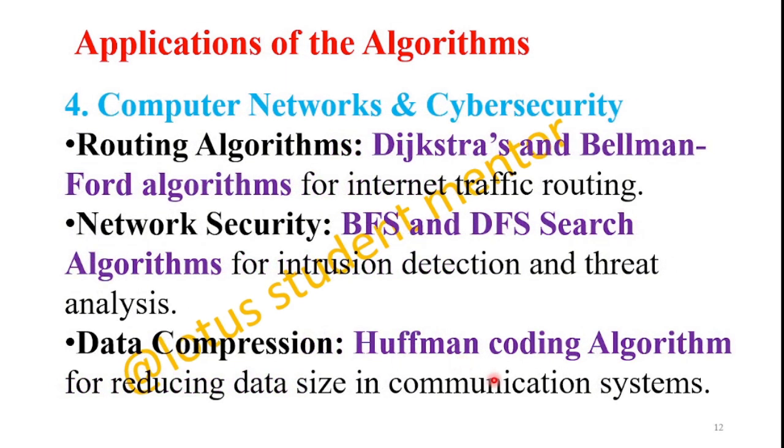Coming to the fourth application, computer networks and cyber security. For routing, there are Dijkstra and Bellman-Ford algorithms. For network security, BFS and DFS. What is BFS? Breadth first search and depth first search algorithms. We will study these in data structures also. These BFS and DFS search algorithms are especially for network security, for intrusion detection and threat analysis. For data compression, the Huffman coding algorithm is required for reducing the data size in communication systems.